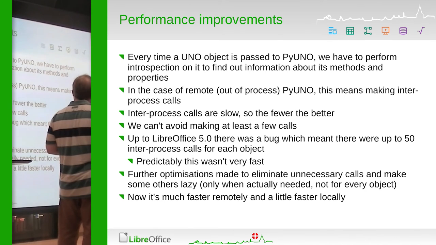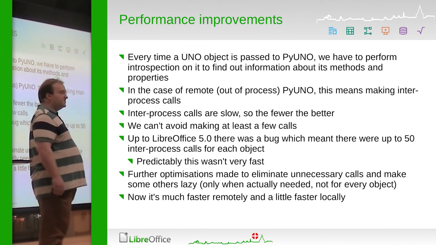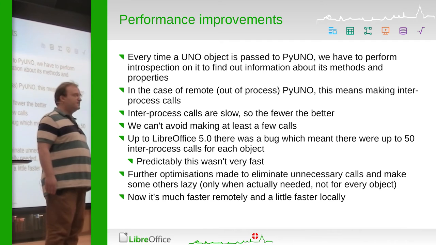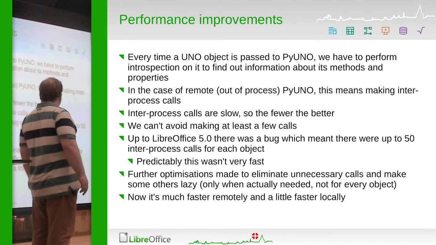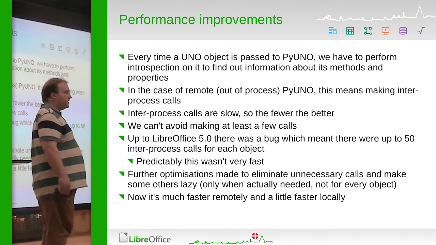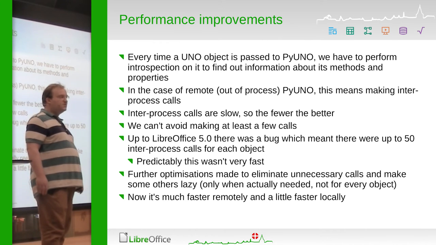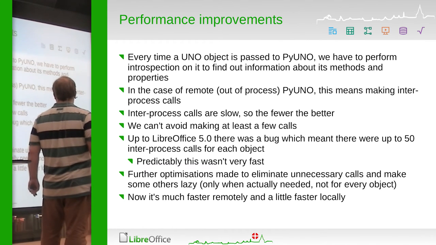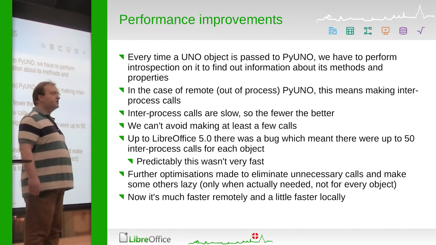And finally, some performance improvements. While working on this, I realized that the PyUNO code was doing some extremely silly things. Now, to instantiate a UNO object on the Python side, you have to make various queries against the running LibreOffice process. Unfortunately, it was doing rather more than was strictly necessary. You'd imagine that a few would be enough, but in fact it was doing up to 50 calls for every single Python object crossing the bridge to the client side of the process. And the amount of time this took, you could almost time on a watch. So I fixed that. Now it's going to be a lot faster, including a little faster in the local case. Perhaps not so much that you would notice without testing very hard, but a little faster.